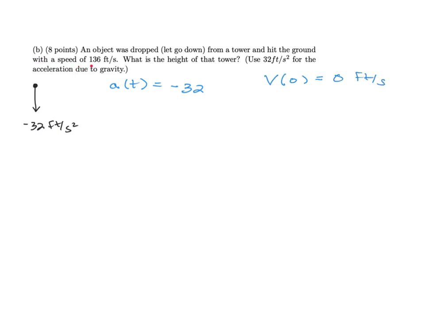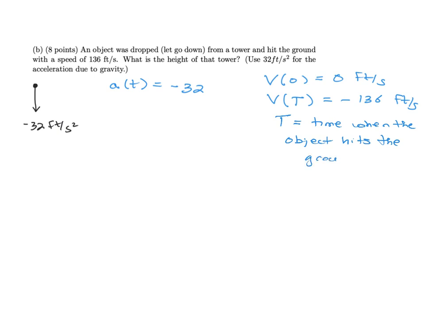We also know when the object hits the ground, it'll have this speed. I don't know what time that is. I'll call that time capital T for when it hits the ground, and it's going to be -136 feet per second. So negative will be downward, positive is upward. So maybe I'll note that capital T is the time when the object hits the ground. And we don't know what that is.